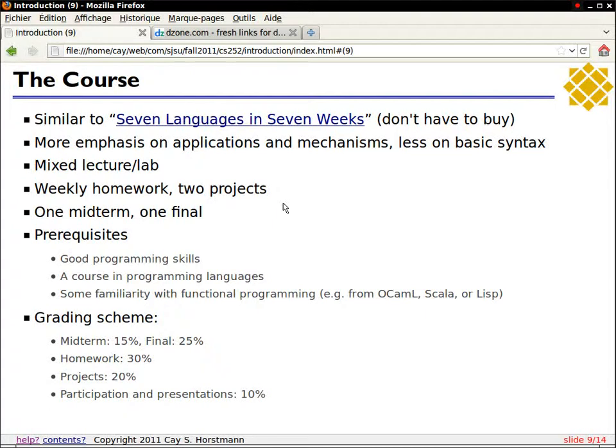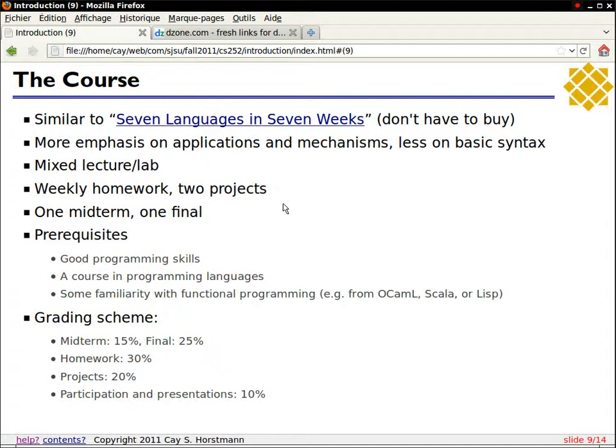As long as you can do basic things in a functional language, lists, recursion, then that's good enough. I just want this not to be the very first time that you've ever seen such a beast. And so I'm checking that in the prerequisite quiz. Doesn't matter what language. JavaScript would be fine.